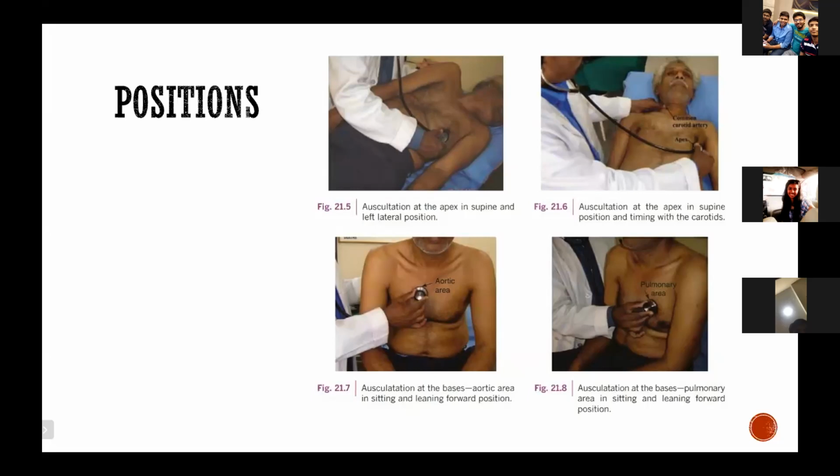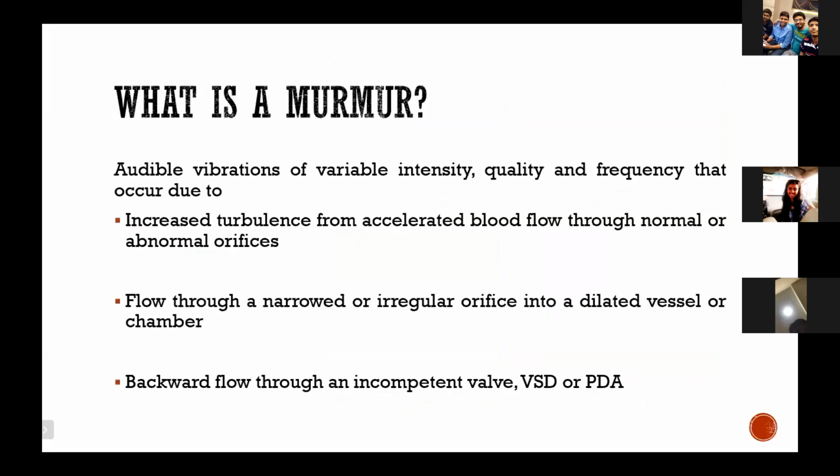And in the sitting and leaning forward position, the base of the heart falls forward. So again, the aortic and pulmonary area murmurs will be heard better. So that's the basics of auscultation.